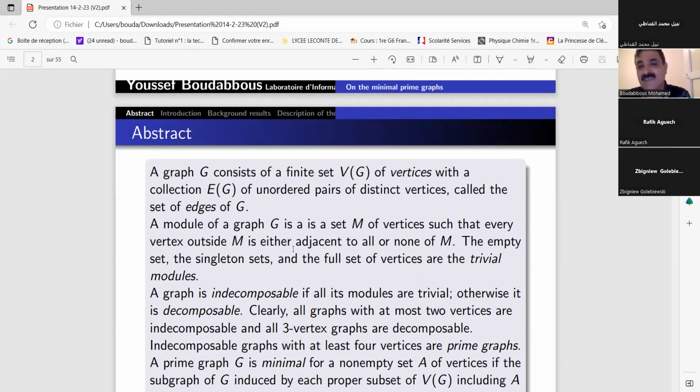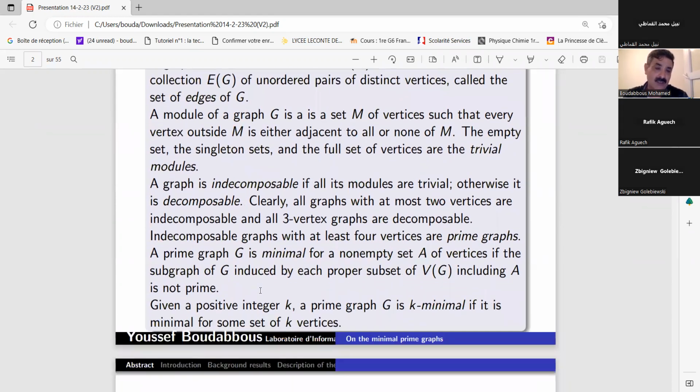Indecomposable graphs with at least 4 vertices are called prime graphs, as the prime numbers. We start from 2, not from 1. The central notion of this talk is the minimal prime graph.